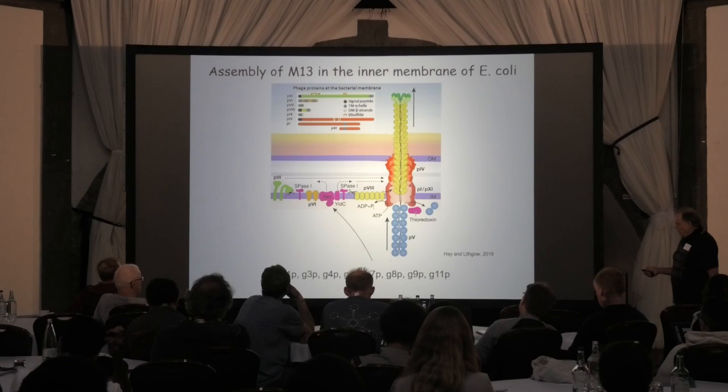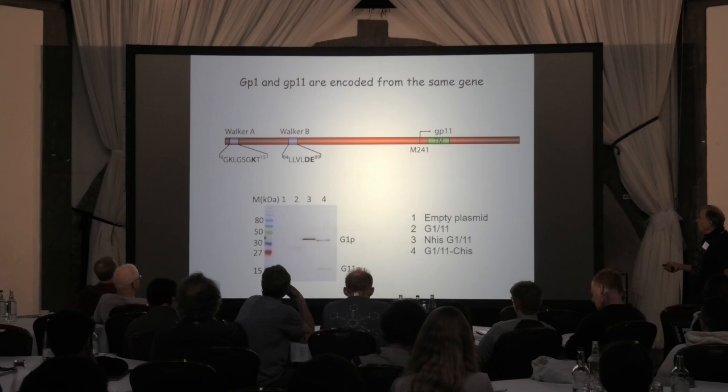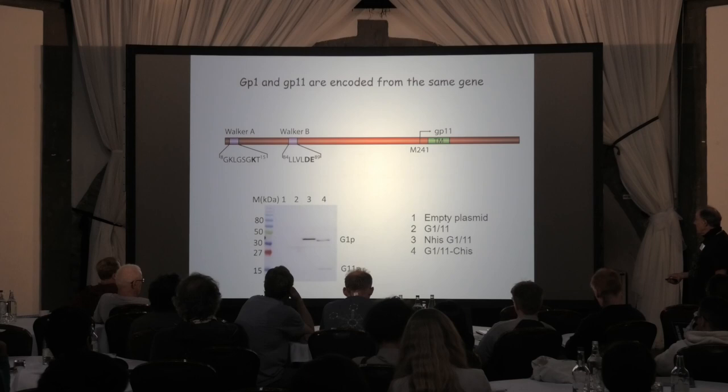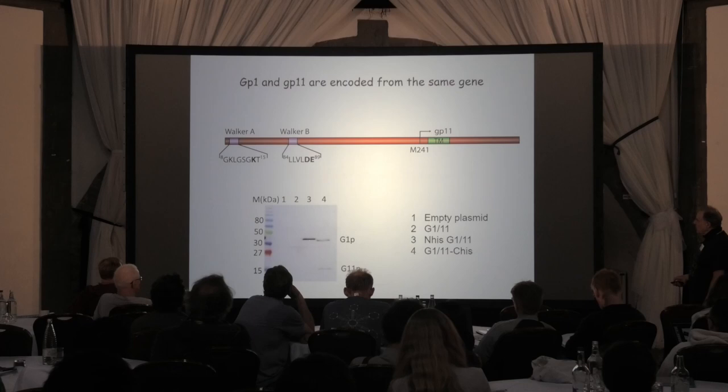So we went on cloning this GP1 and GP11 on a plasmid and expressing them in an E. coli cell. Then you get the proteins. You can add a HIS tag either at the N-terminus or at the C-terminus. If you add it on the N-terminus, you see only the GP1, the long one. But if you have it on the C-terminus, you see both.